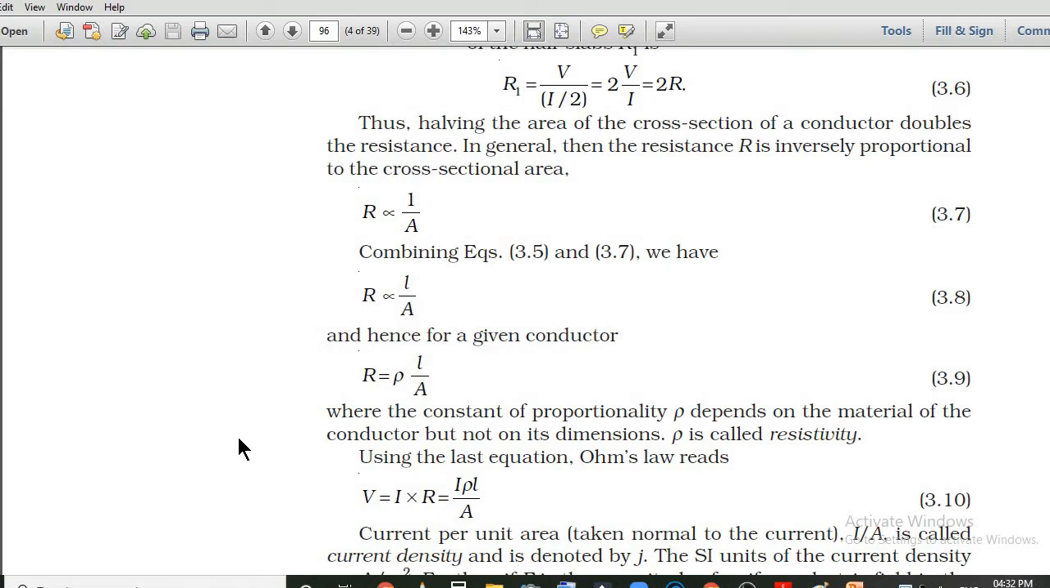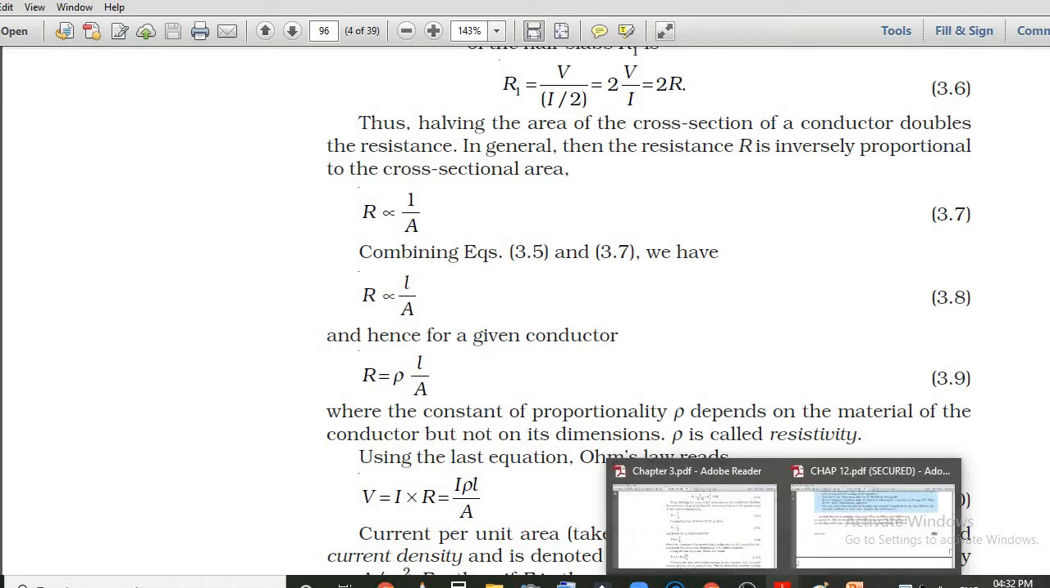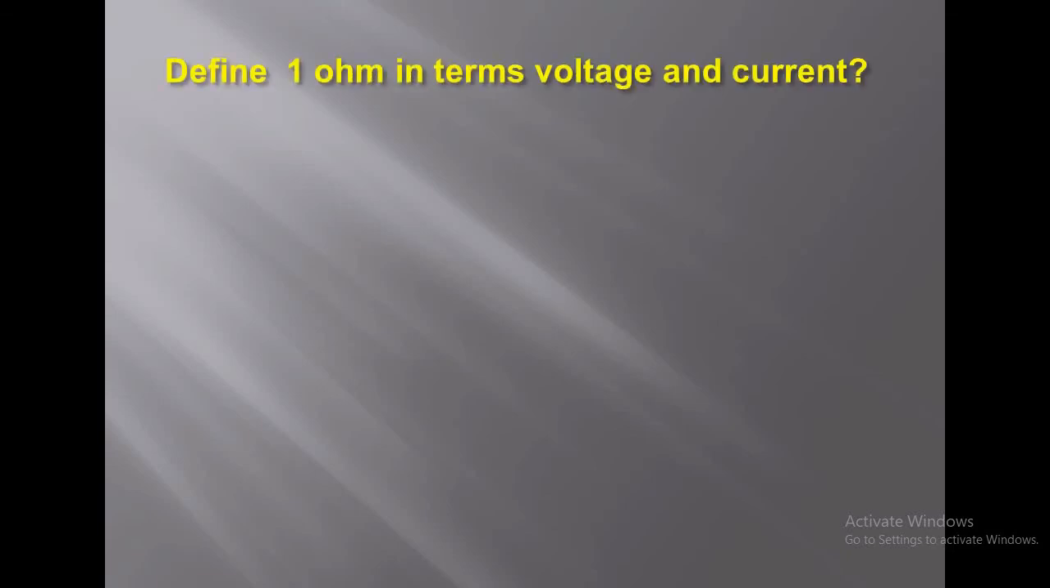Okay, then what is the equation representing Ohm's law? V by I is equal to R. That term is resistance, its unit is ohm. And let us define it. You can define it. You may write in your notebook. Define 1 ohm in terms of voltage and current.